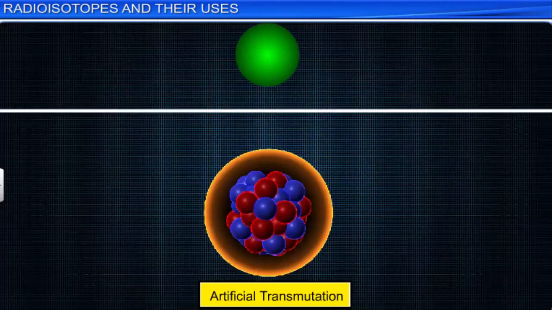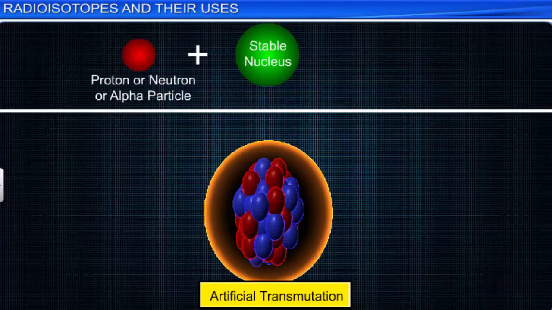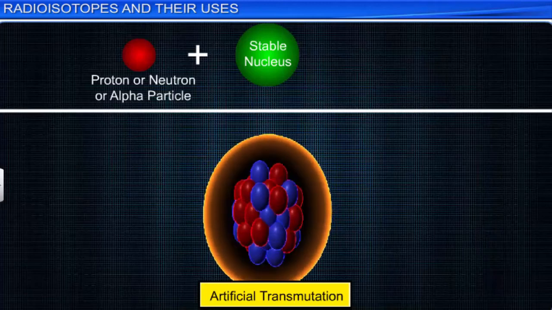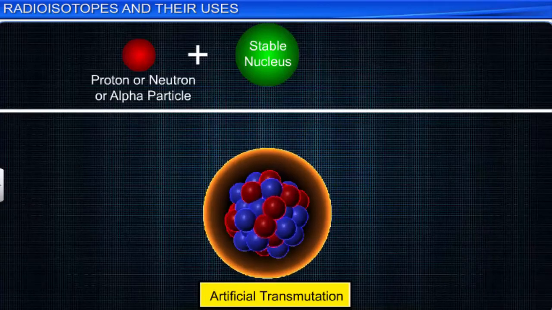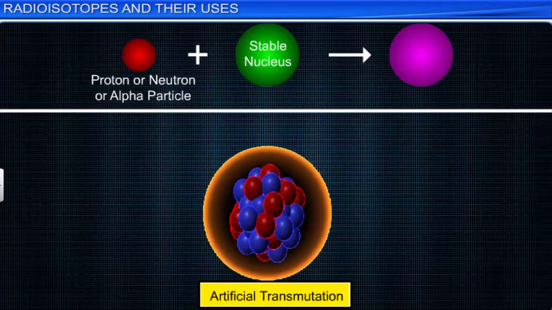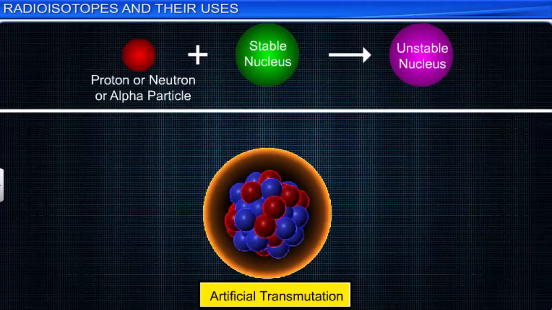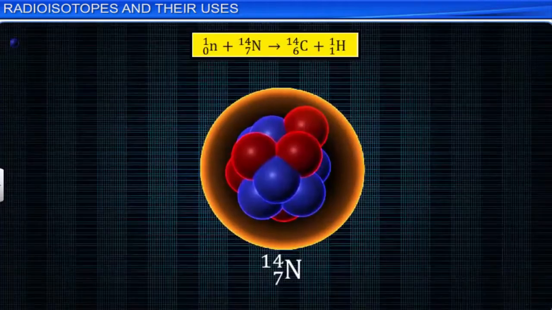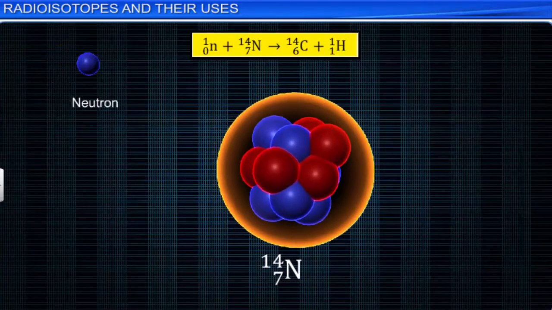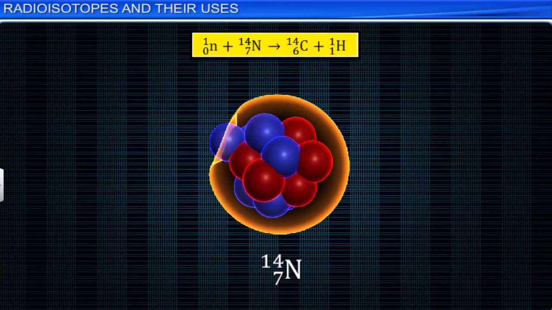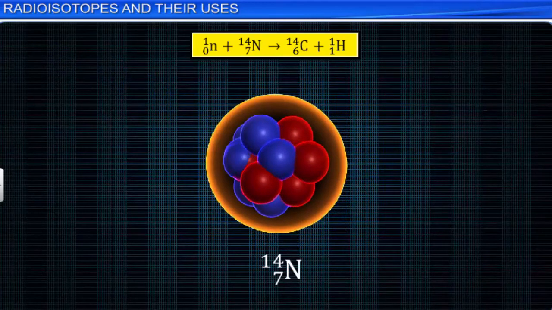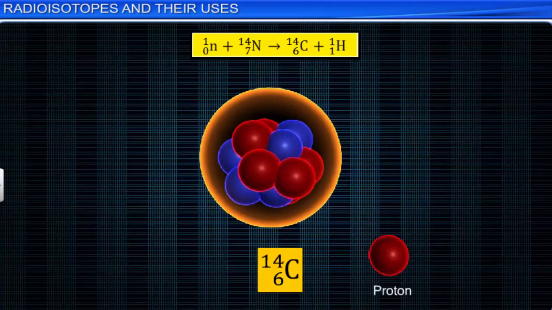In this process, a stable nucleus is bombarded with high-energy particles like protons, neutrons, or alpha particles. The new nucleus so formed is unstable and exhibits radioactivity. For example, when a high-energy neutron collides with the nucleus of nitrogen, carbon-14 is formed.